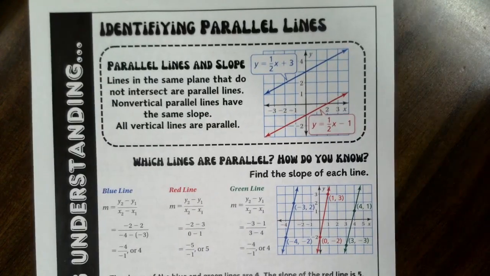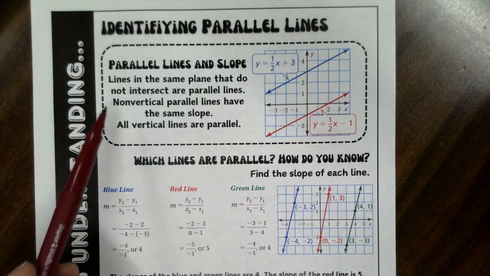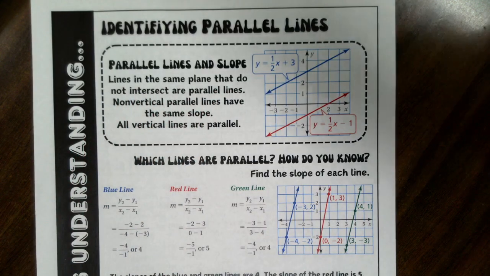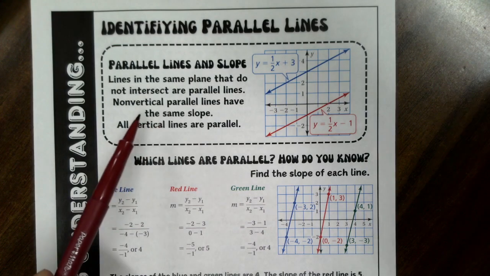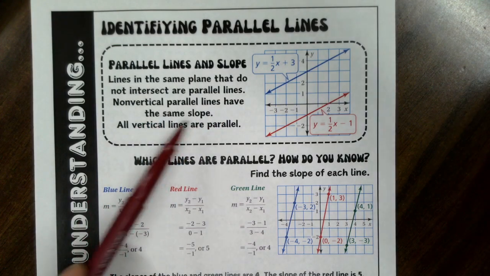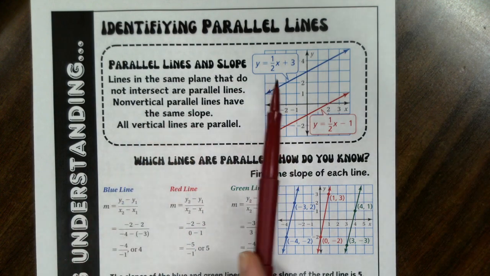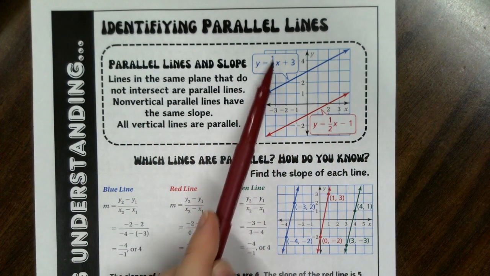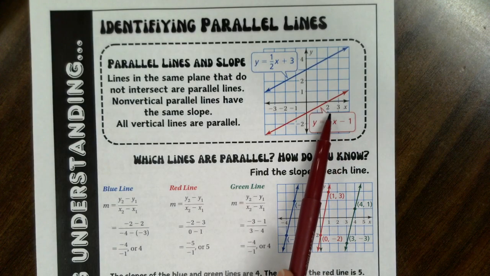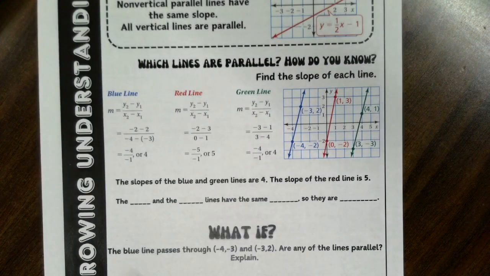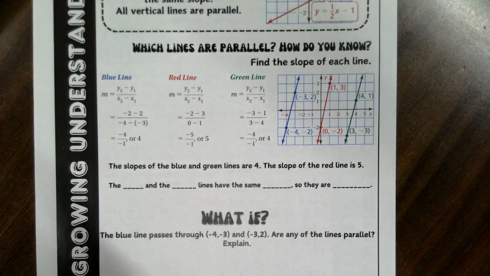This one is on parallel lines and slopes. So lines in the same plane that do not intersect are called parallel lines, which we know, right? Non-vertical parallel lines have the same slope. All vertical lines are parallel. So they have the same slope like this one. Here's our slope 1/2, and this one has the same slope 1/2. So they are parallel lines. How do we find this out? So which lines are parallel?